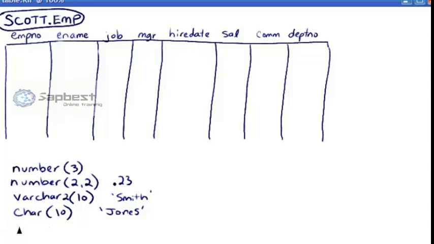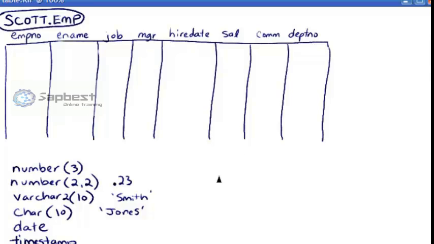Another data type we've got is date. Okay, date's pretty straightforward. It stores the year, day, month, hour, minute, and seconds. It does not store milliseconds. We do have another data type called timestamp, which stores the milliseconds in addition to all the other information. So those are our basic data types.